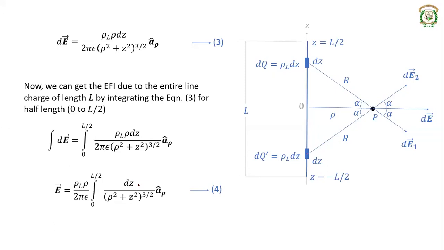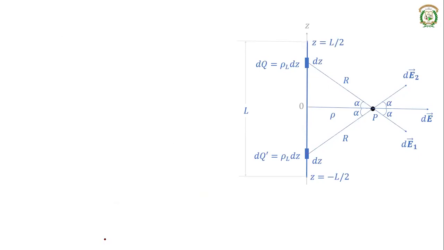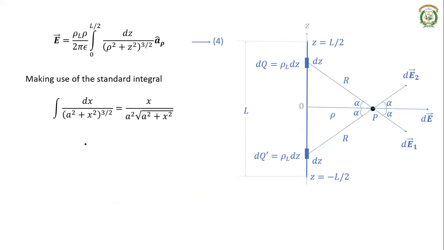So how do you integrate this? To integrate this, we will make use of a standard integral, the same term I have written here. That is, integration of dx divided by a square plus x square whole raised to 3 by 2 is x divided by a square into square root of a square plus x square. In our case, x is z and a is equal to rho. So this integral will be z divided by rho square into square root of rho square plus z square.